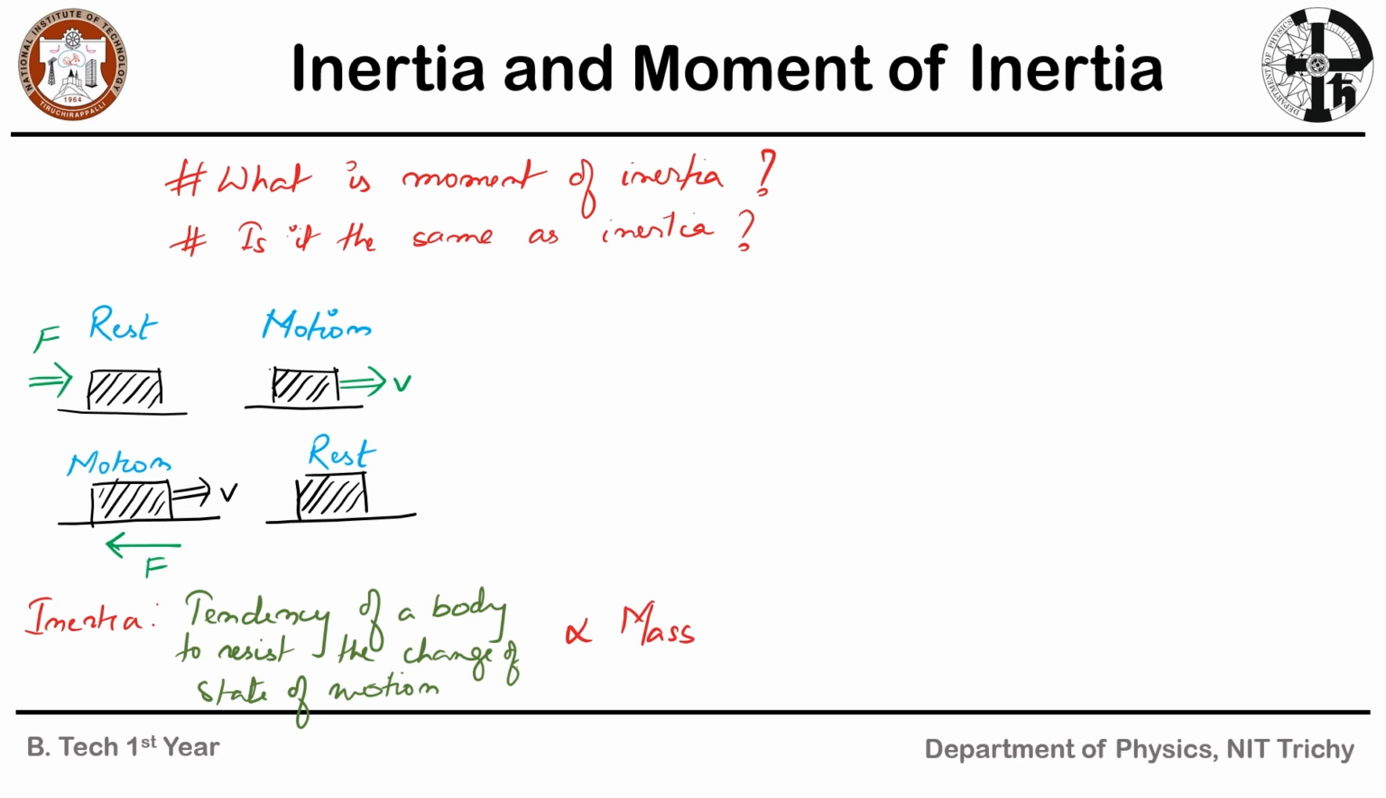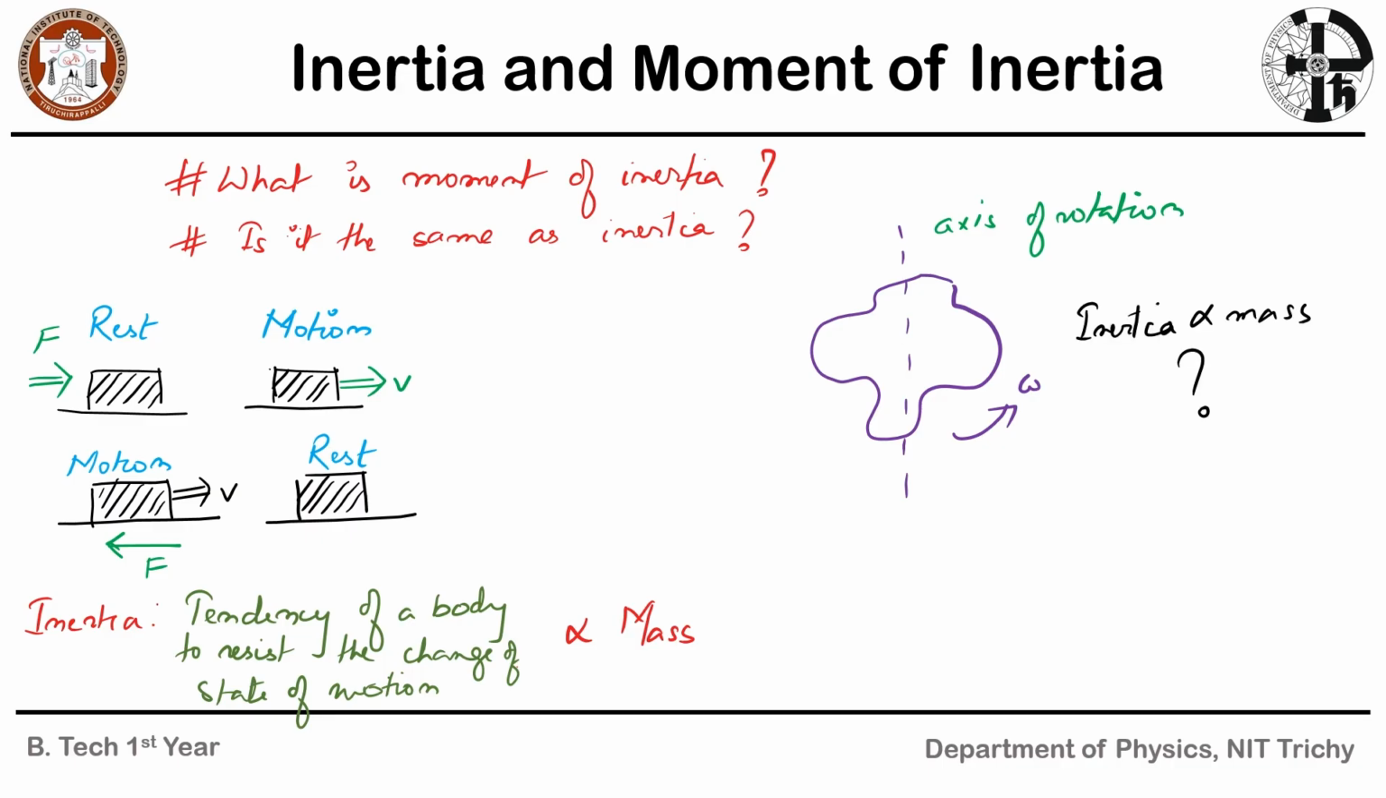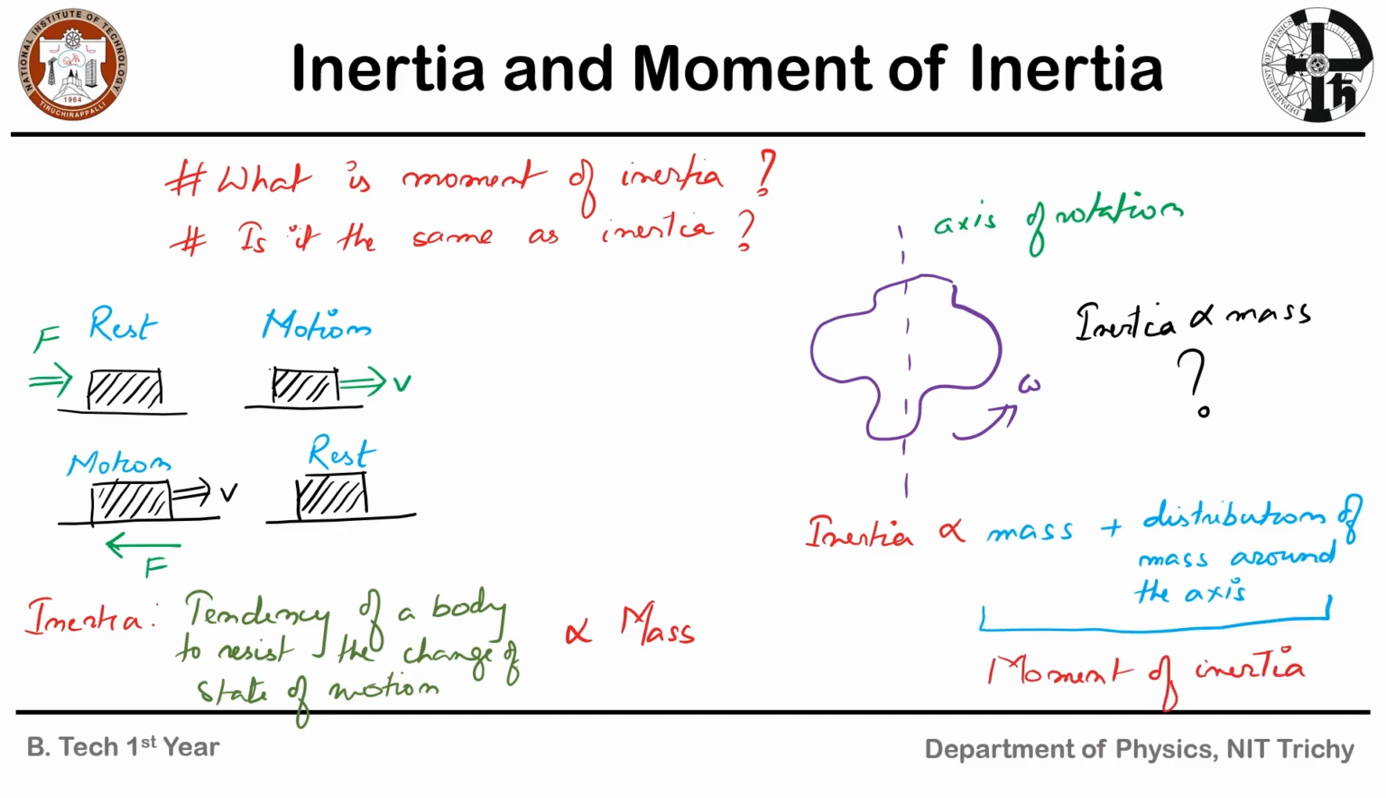Now, we take another body, and this body is rotating about an axis. Now, how do we define inertia here? Is inertia directly proportional to mass, or is it something else? In this case, that is in rotational motion, the inertia depends on the mass and also it depends on the distribution of mass around the axis. These two factors are combined and quantified in terms of moment of inertia.